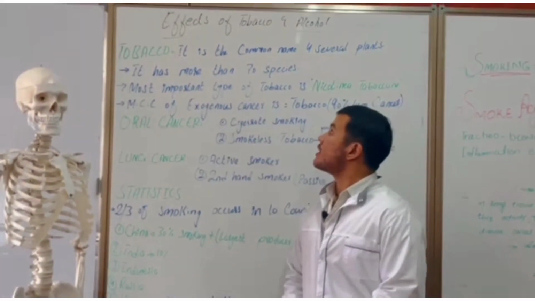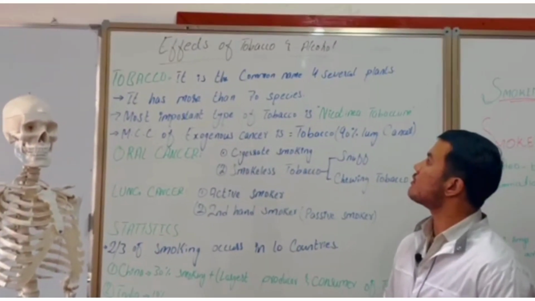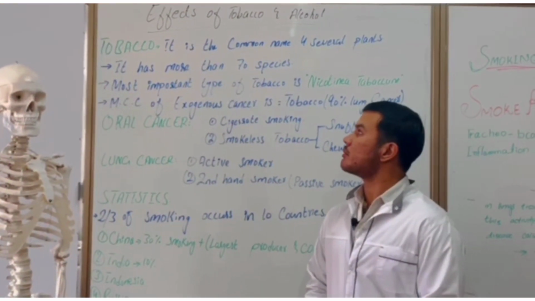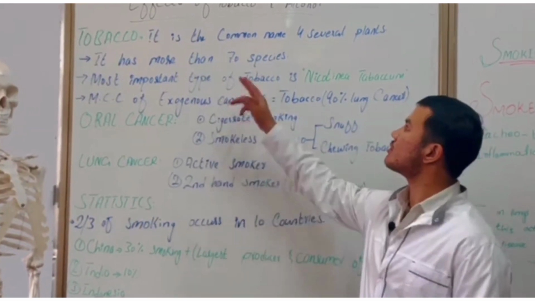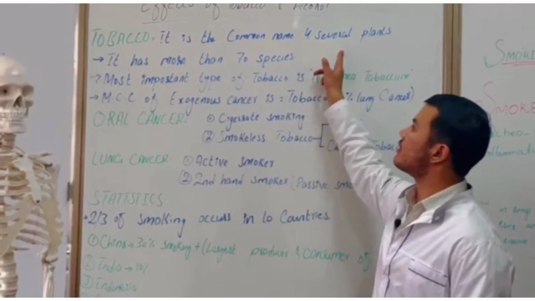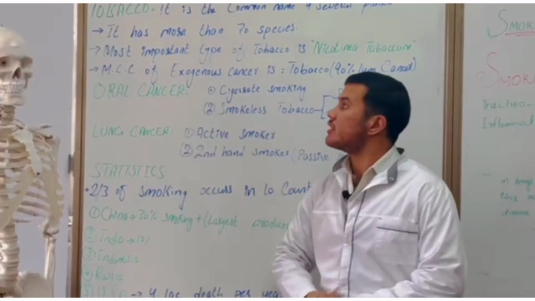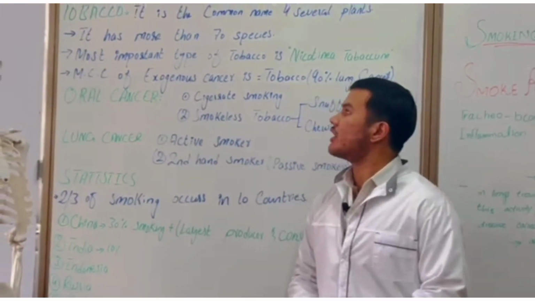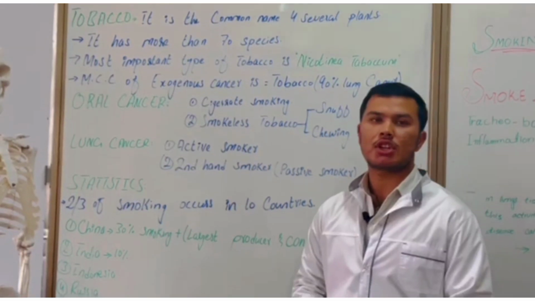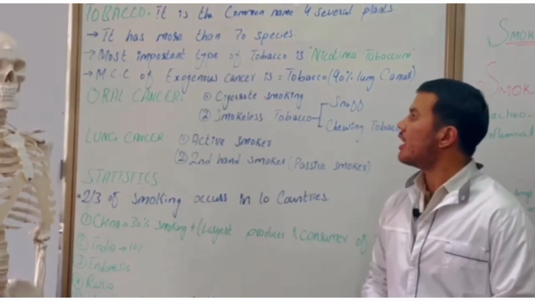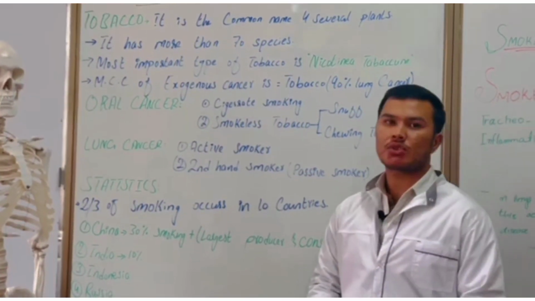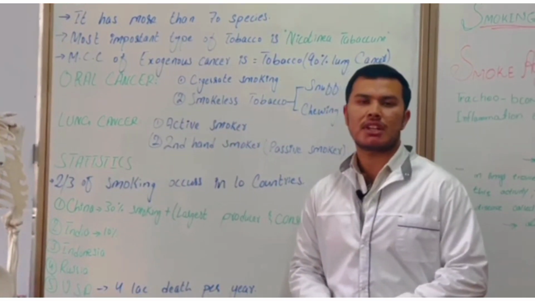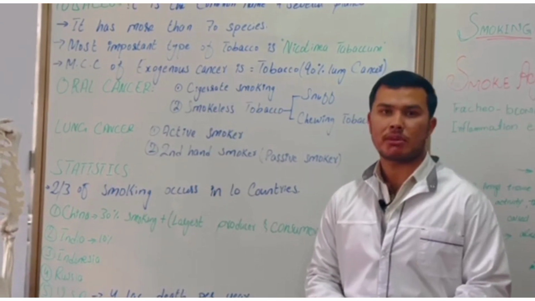Bismillahirrahmanirrahim. So today our topic of discussion is about the effects of tobacco and alcohol. First of all, let's begin with tobacco. Actually, tobacco is the common name for several plants, and it has more than 70 species. The most important type of tobacco is Nicotiana tabacum, and the most common cause of exogenous cancer is also tobacco. That means 90% of lung cancers are caused due to tobacco.